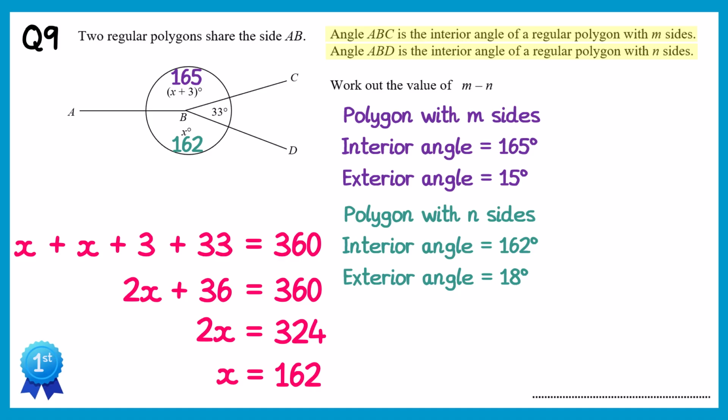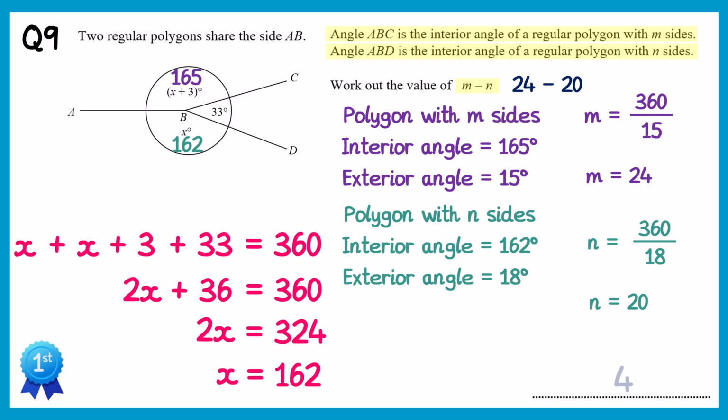Now we want to work out the values of m and n, which is how many sides the polygons have. There's a formula to work out the number of sides of a regular polygon, which is 360 divided by the exterior angle. So to find the value of m, we can do 360 divided by its exterior angle, which is 15, and this will give you m equals 24. For the one with n sides, we do 360 divided by the exterior angle, which is 18, and this gives you n equals 20. So we now know the values of m and n. We've been asked to work out the value of m subtract n, so we do 24 subtract 20, which is 4.